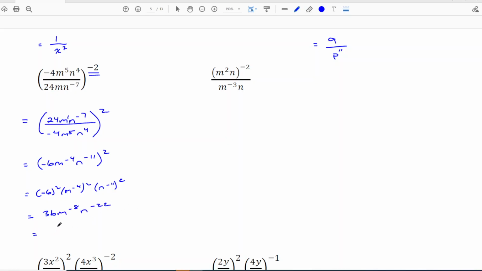So then I have to make both of those exponents positive. 36 would stay on top, the m to the 8 would move to the bottom, and the n to the 22 would move to the bottom.